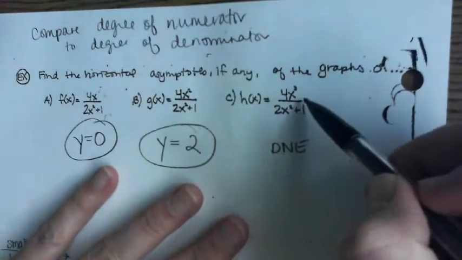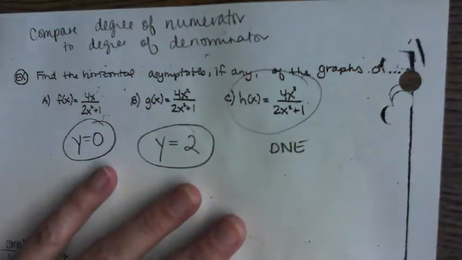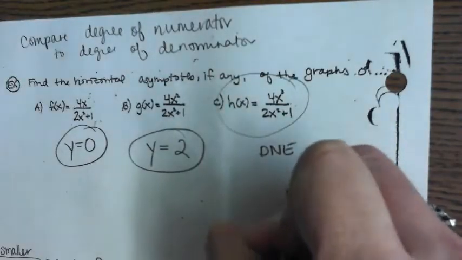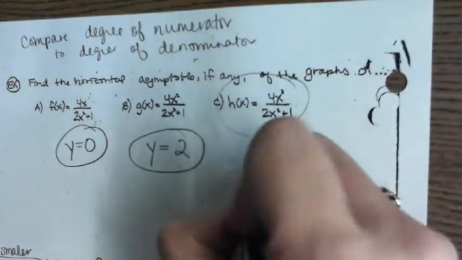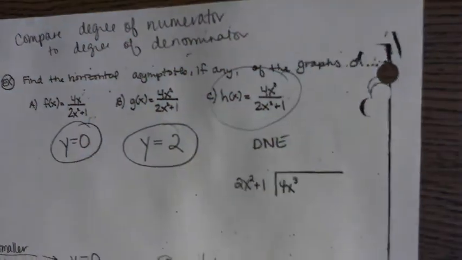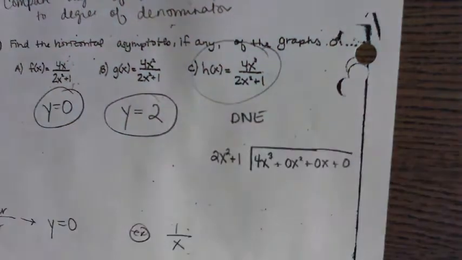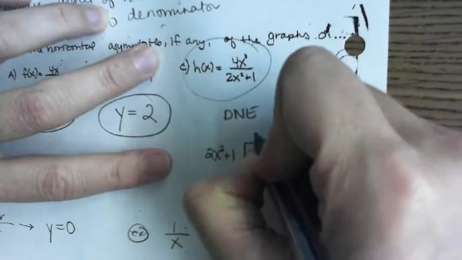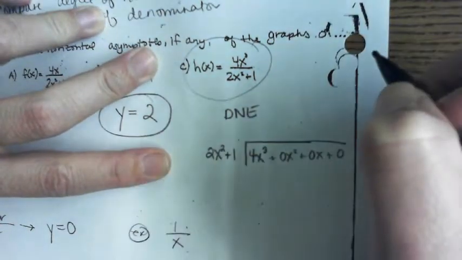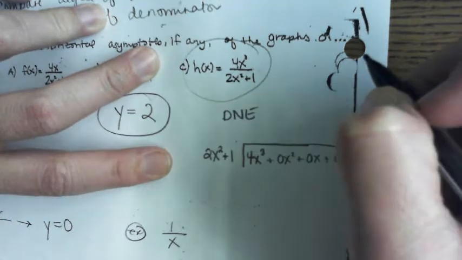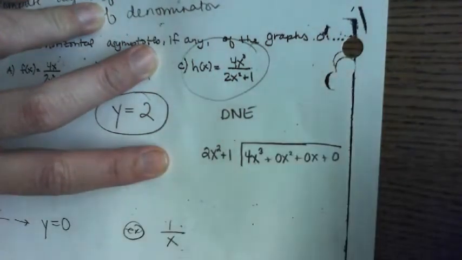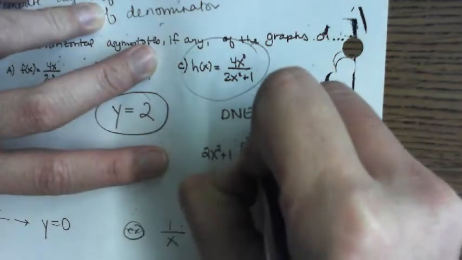Do me a favor. Let's do long division on this. Let's take 4x cubed and actually divide it by 2x squared plus 1. So I'm going to fill with 0x squared plus 0x plus 0. See what happens. So 2x squared times what gives me 4x cubed? 2x squared times what gives me 4x cubed?